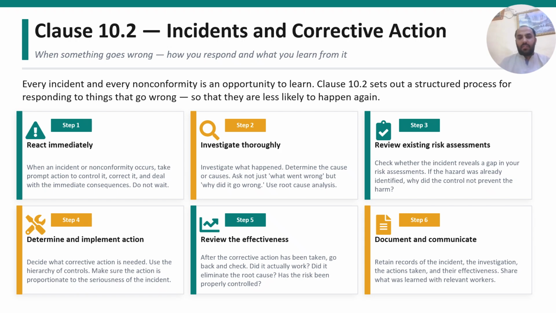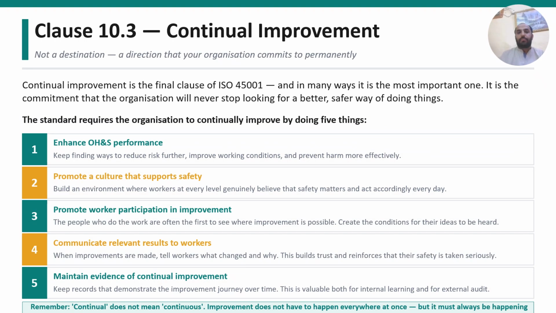The sixth step is to document everything and communicate what was learned to the relevant workers. Incidents that are investigated, acted upon, and then shared as learning across the organization make every worker safer, not just the one directly involved.